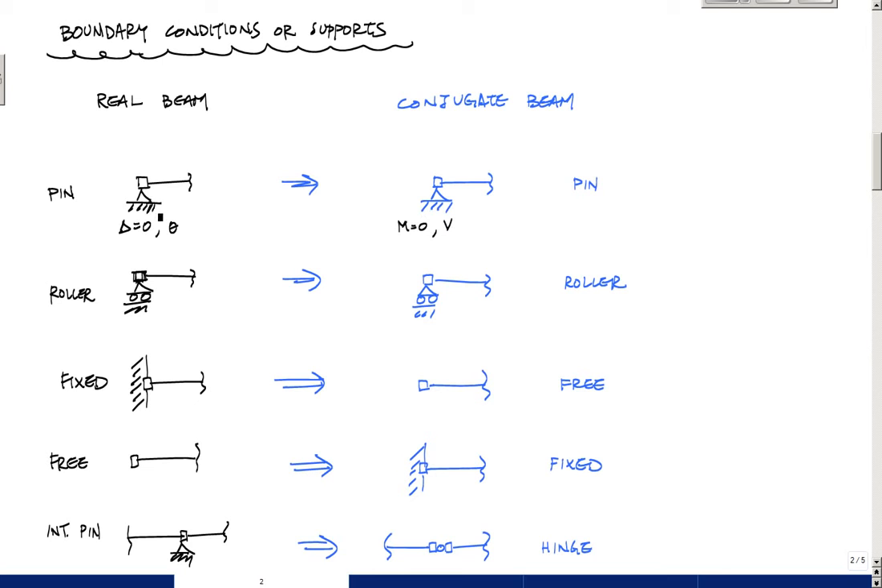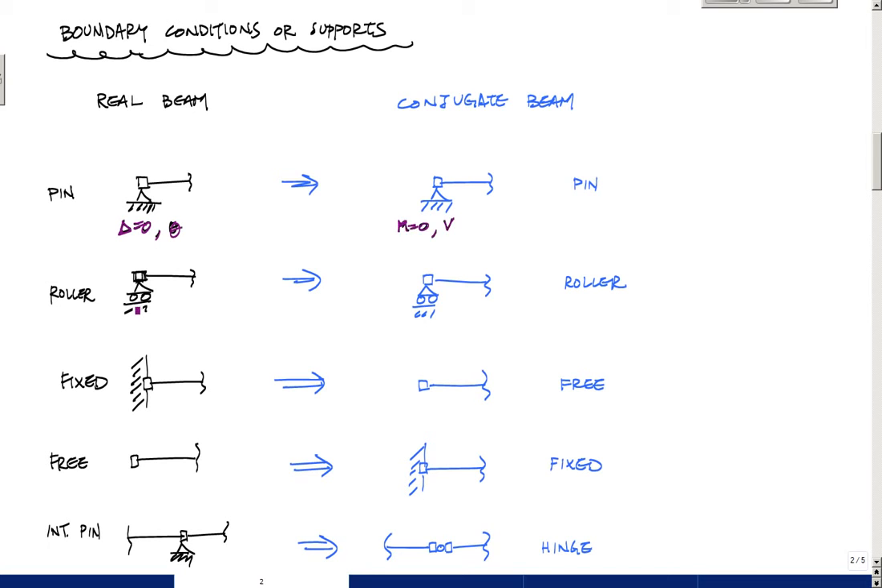So a pin in the real beam at the edge of a beam, an edge pin, if you will, is an edge pin in the conjugate beam. So that was pretty simple. Let me do this in purple. So delta equals 0, theta, just to be consistent with this here, M0V right here.